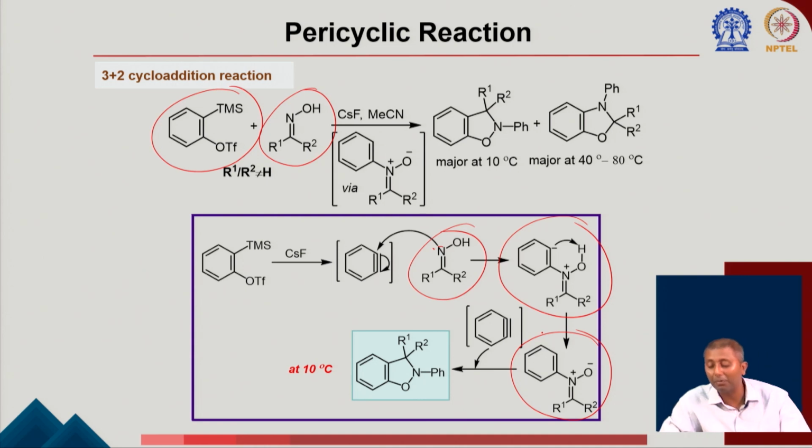And now you can think about, once you are forming this, this is again becoming a 1,3-dipole. You can write them 1, 2, 3. So this 1,3-dipole can take another benzyne and then going to form this product. Okay.